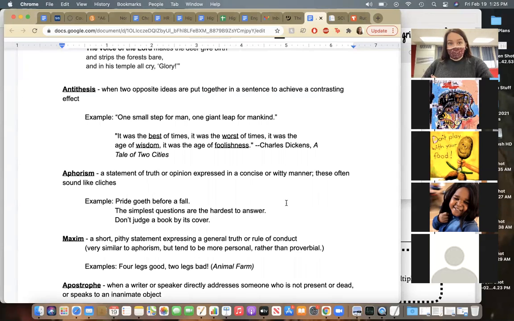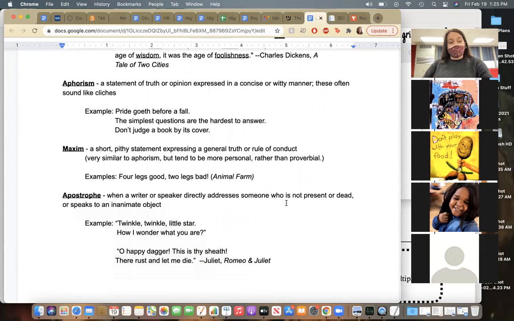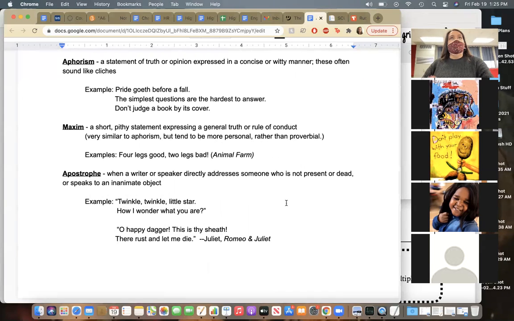Okay, the next two that we're going to look at are actually really similar to each other, and it's very likely that on a test they would be sort of interchangeable. But I've been really specific about the difference in them. So an aphorism is a statement of truth or opinion expressed in a concise or witty manner, and they often just sound like cliches, like little phrases that you've heard before. Like pride goeth before a fall, the simplest questions are the hardest answered, don't judge a book by its cover.